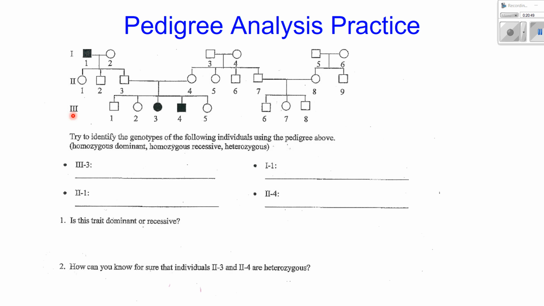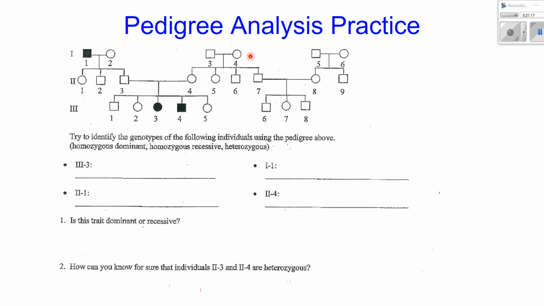So if I referred to individual 2-1, that would be Roman numeral 2, person number 1. If I referred to person 3-8, that would be Roman numeral 3, person number 8. So we'll be talking about this person right here. Or person 1-4 would be Roman numeral 1, person 4.